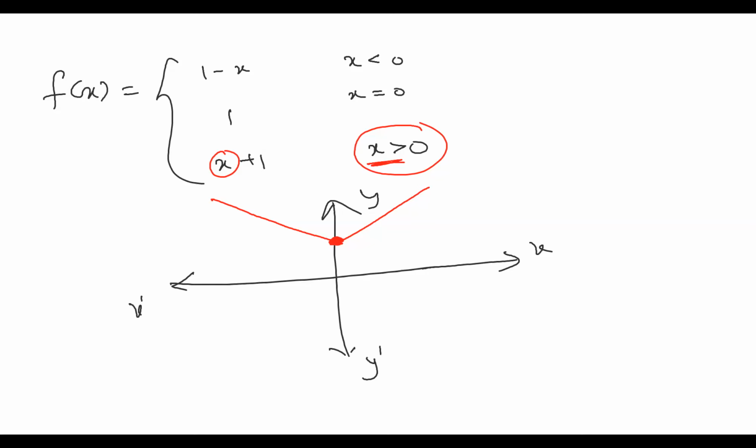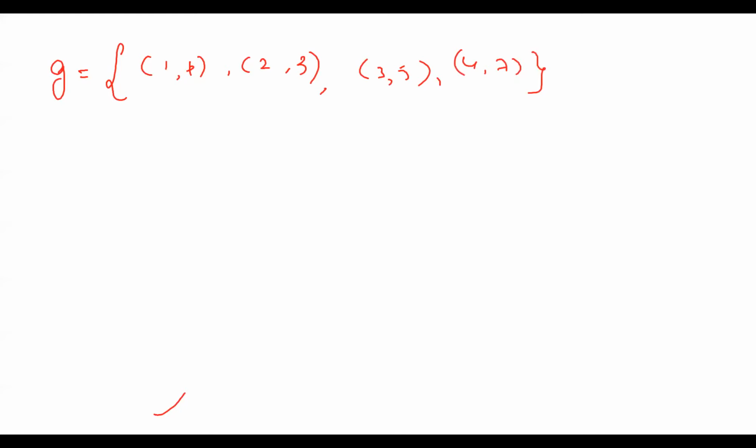Okay, this is the last problem. This is also simple. They asked a question: G is equal to (1, 1), (2, 3), (3, 5) and (4, 7). Is this relation a function or not? Why? Because all the first elements are unique, right?